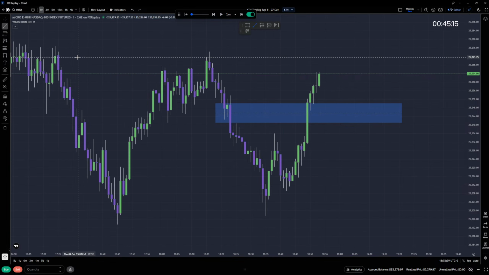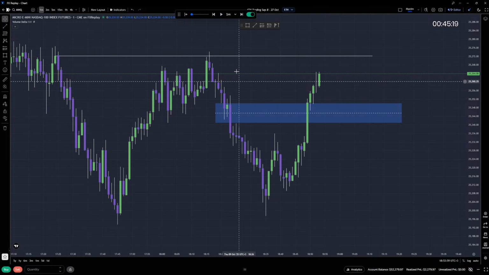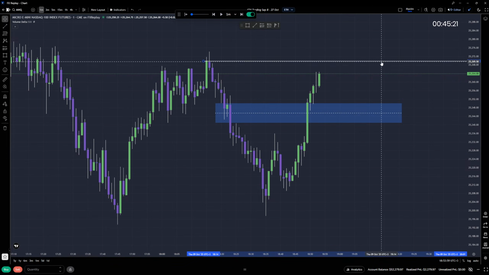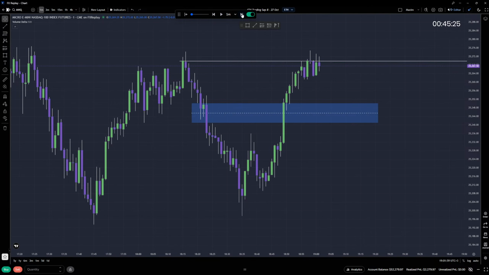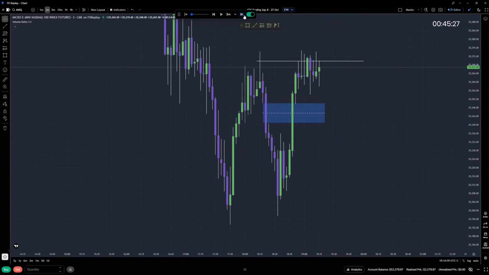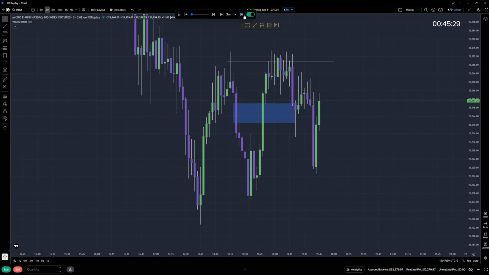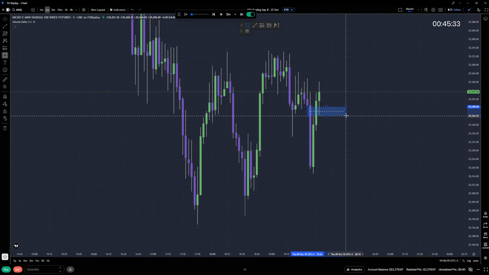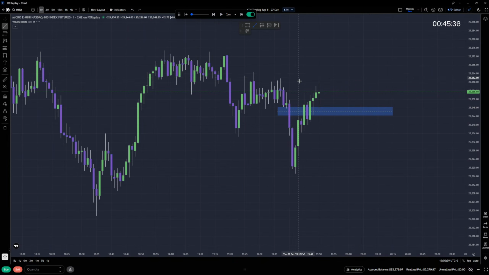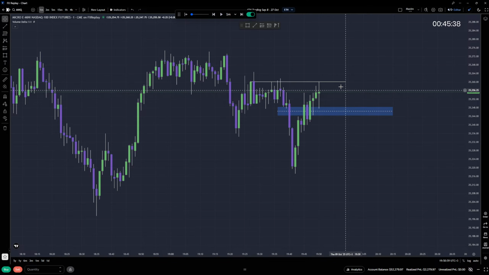Got the first high here, next high here. Oh, actually this is the second high. Now it's 7 p.m., so I'm just going to wait for 8. Got this gap close and it's almost 8, so we got this first high and then the next high.